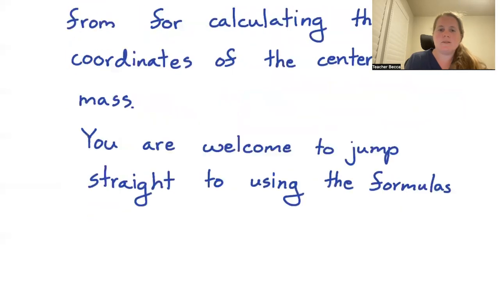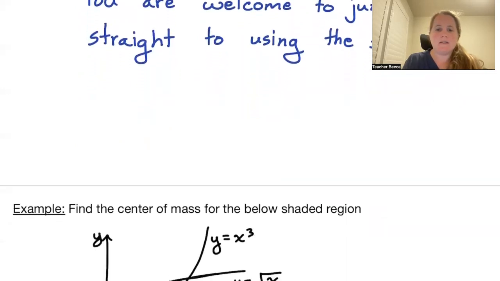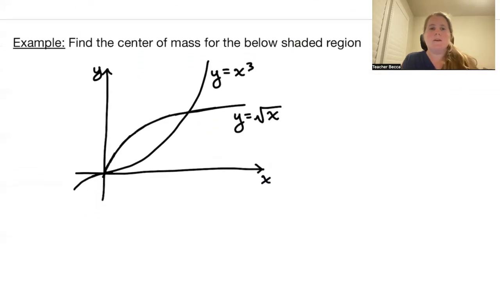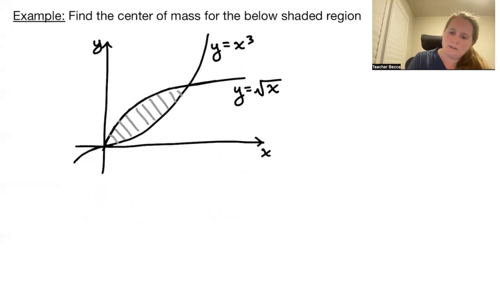So I apologize for the slightly lengthy video, but let's go ahead and just do one example. So let's find the center of mass for the shaded region, which is not actually shaded here. The region is bounded above by y equals square root x and below by y equals x cubed. So note the points of intersection are at 0 and 1 for our x values.